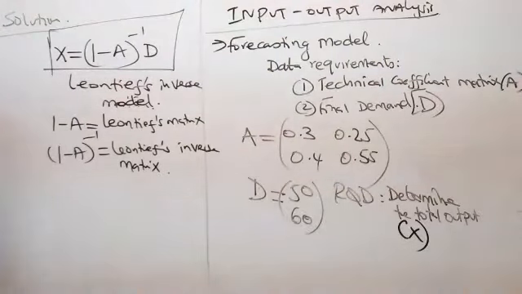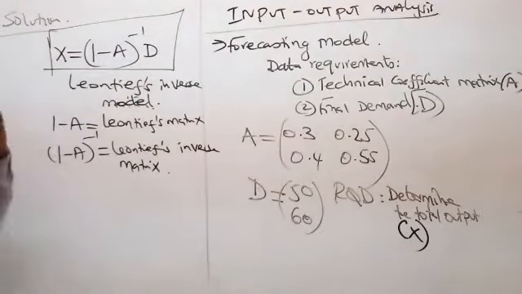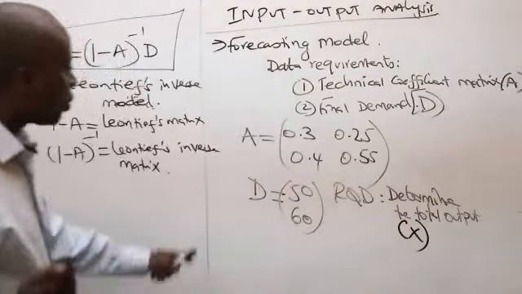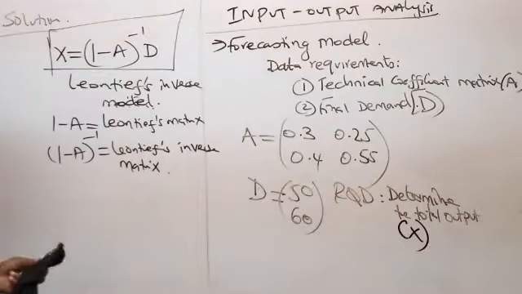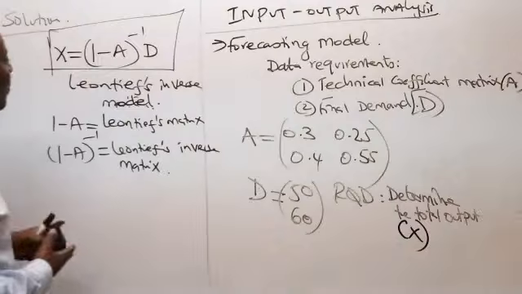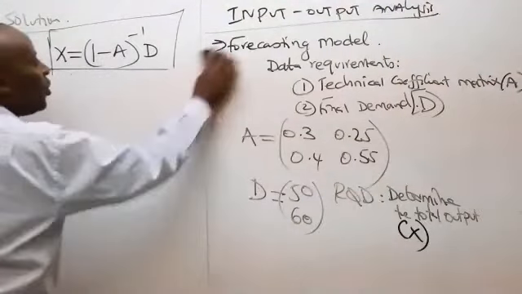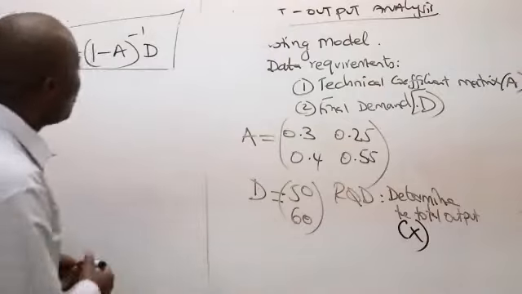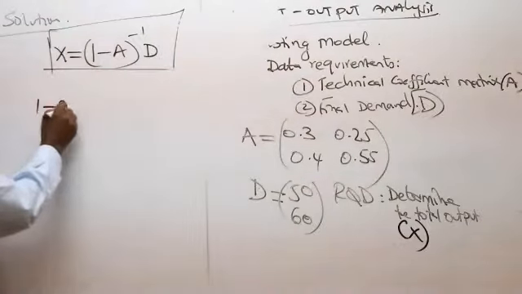Great. Ladies and gentlemen, listen to me very well. The first thing we want to do in this question, if you are following this model, is to get the Leontief's matrix, because it is the Leontief's matrix that we want to inverse. So I would want us to ascertain what we call I minus A.